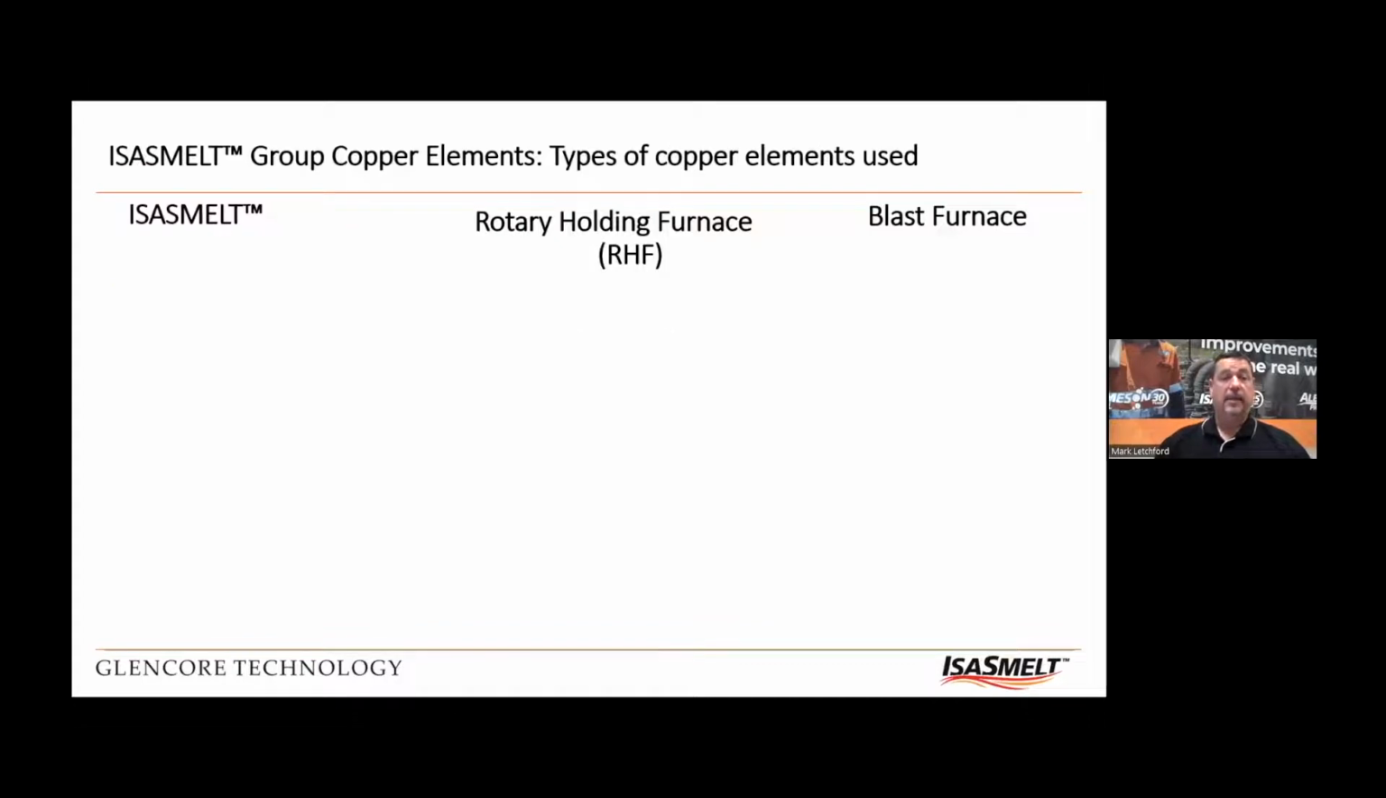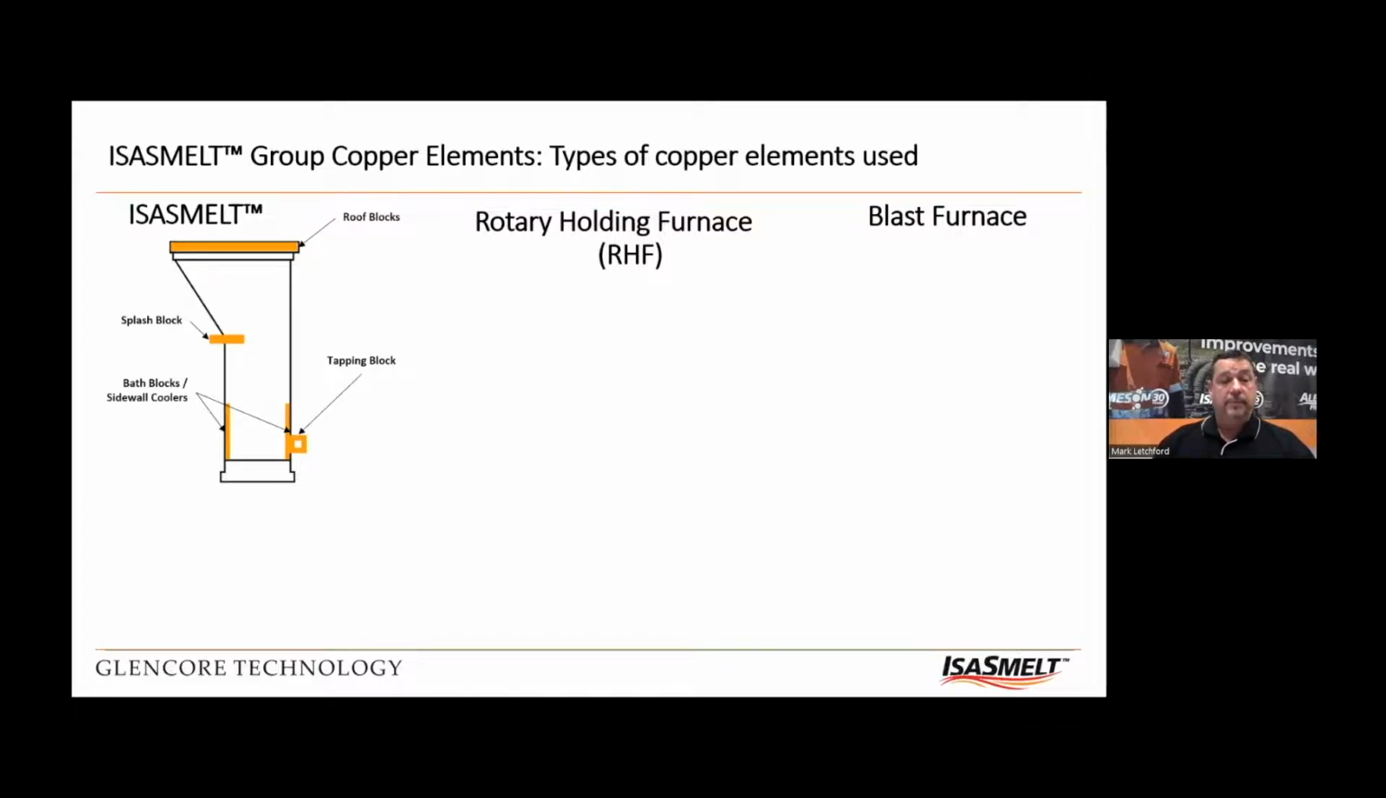So let's look at the copper elements in that group that I defined, the Isasmelt group. In the Isasmelt, there are roof blocks, splash blocks, bath blocks or sidewall coolers. Those are used more in the IsaConvert technology these days. They were used extensively in the early days of Isasmelt, but it's quite rare now.